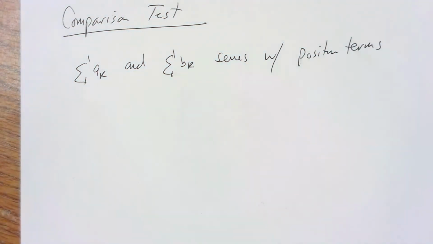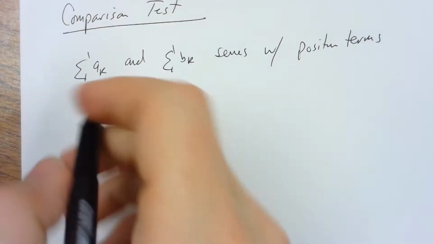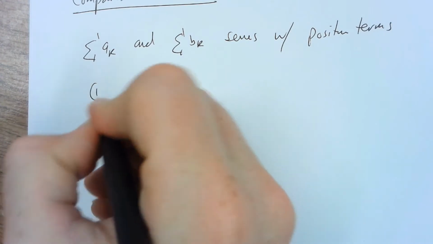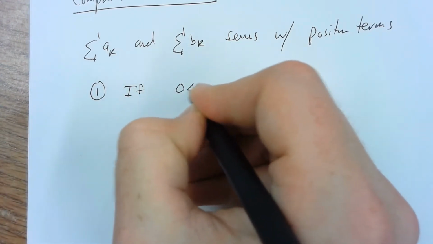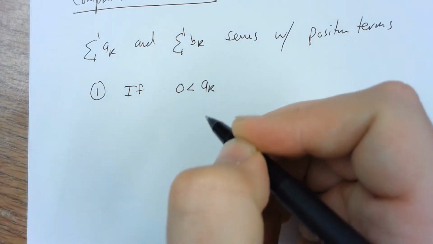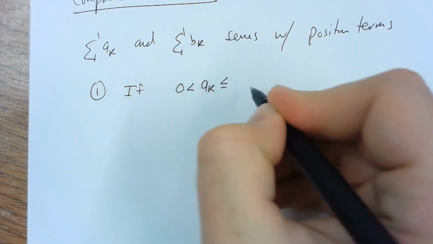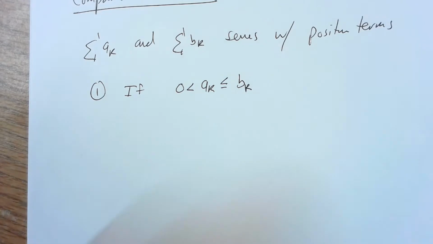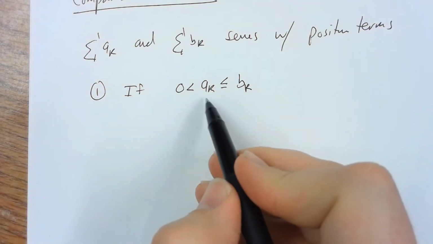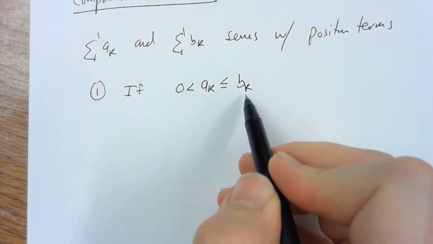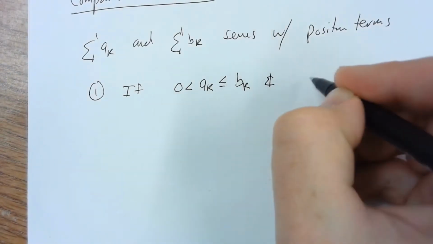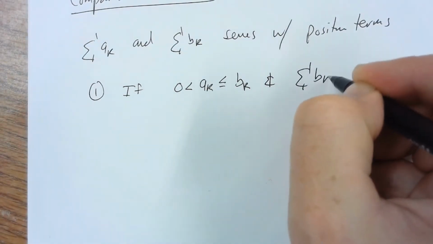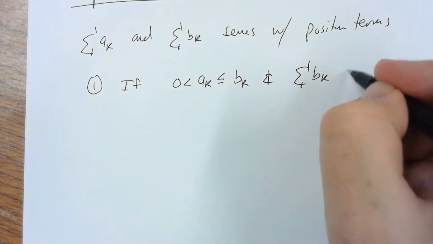Now, again, it's important that we have these details identified, because if we don't, things can kind of go downhill from there. Now, we have two possible conclusions. Our first conclusion is that if 0 is less than all the terms of a sub k, which is less than or equal to all the terms of b sub k. So this is important to understand that if I have a sub 1, it has to be less than or equal to b sub 1. And this is true for every single individual term. And the fact that the summation of b sub k, so all the terms adding up, converges.